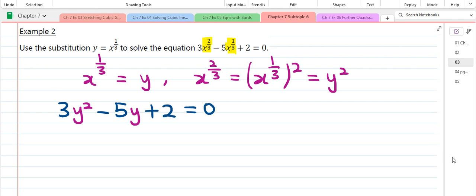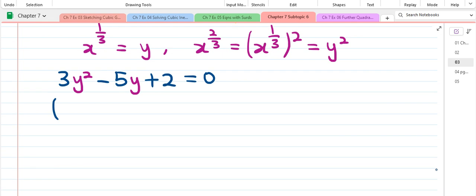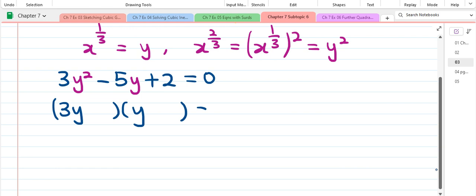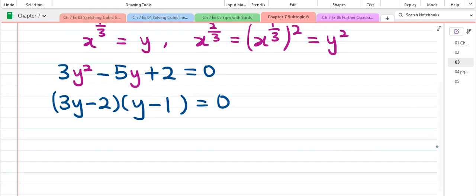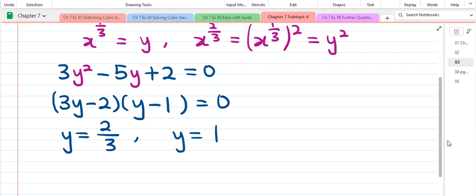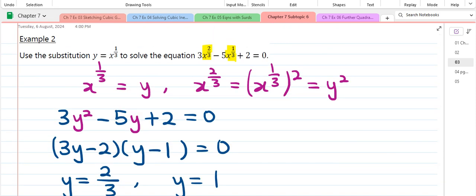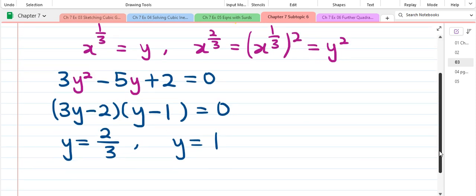So this one can be factorized. Here you will have 3y times y, but then the 2, I will put it here. So you will have 3y minus 2 bracket y minus 1, which means the first y is 2 over 3, and the second y is 1. But for this equation, the real solution that you are going to solve for is x. So you have to take back the y and the y squared over here.